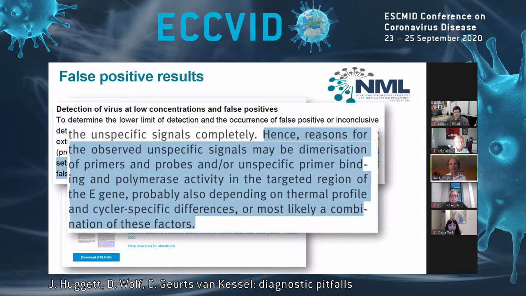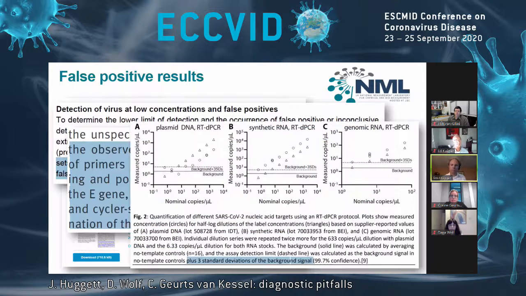Other papers state that the observed unspecific signal may be due to dimerization of primers and probes, or unspecific primer binding, polymerase activity. They rule out contamination because of sporadic measurements, because they were careful in setting their experiments up. And in this example, people are actually doing limit of blank measurements, as you might in an ELISA. They're having this background signal for the RT-qPCR, and they're doing 3 standard deviations above this to call this background. I've had conversations with people trying to implement tests, trying to understand how they can reduce their signal to background noise. When measuring SARS-CoV-2 RNA, there should be no background noise.